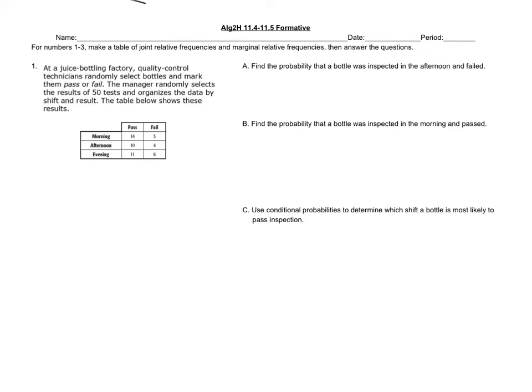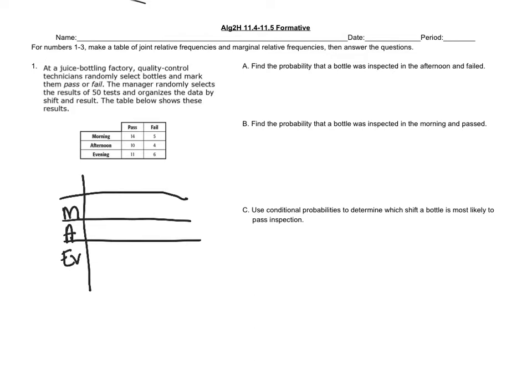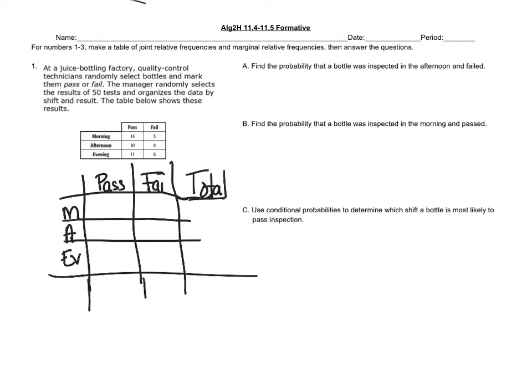All right, so our first job is to create a table. Morning, afternoon, evening, pass, fail, total, and total. All right, so it says here that we have the results of 50 tests.